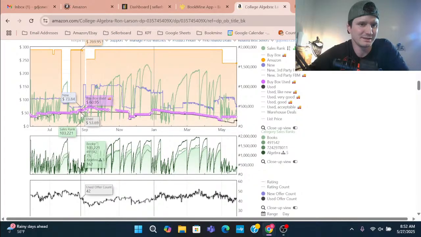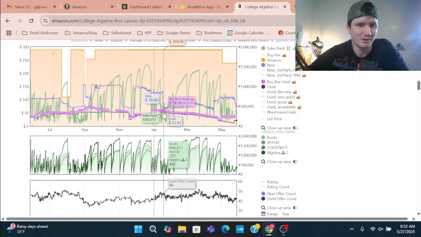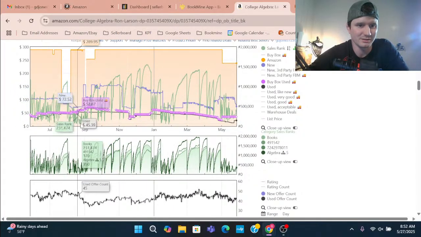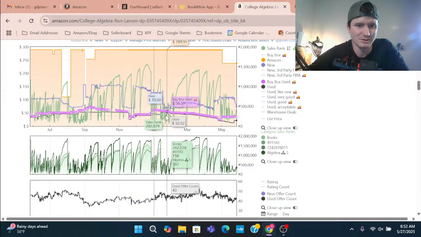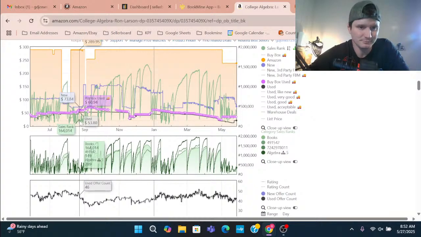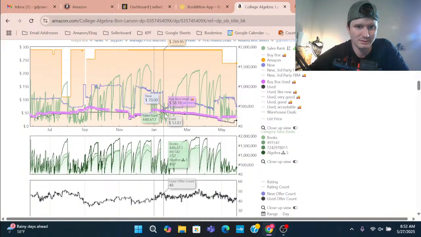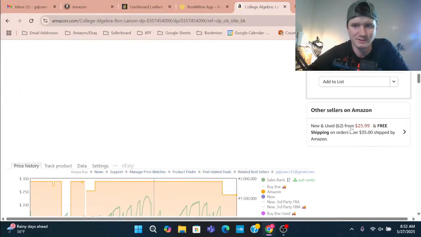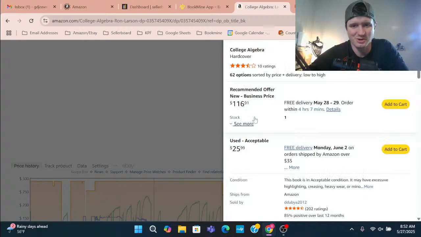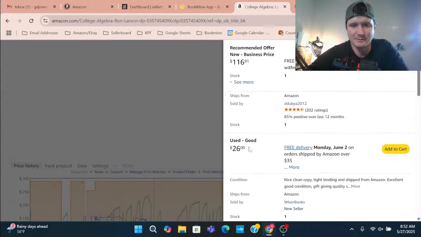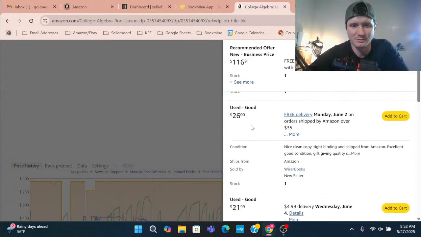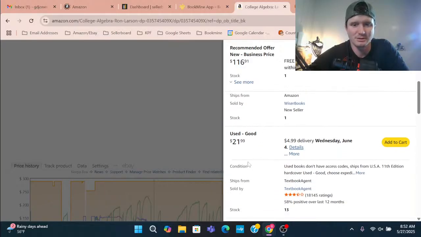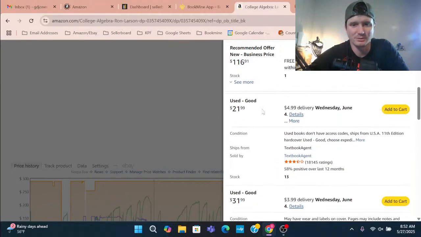So it definitely has a little bit of seasonality. It looks like college seasonality. Got the August dip and the January, February dip right here. 53. So we could safely say we get around the 50s. Right now it's at $25.99 at the low, and it looks like it's a prime offer. Another prime offer at 26, so we'll have to pay shipping. So right here is probably the price you have to go for.